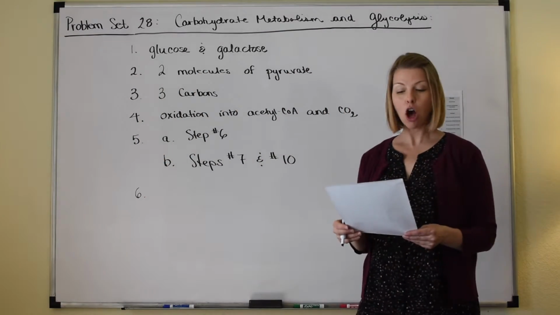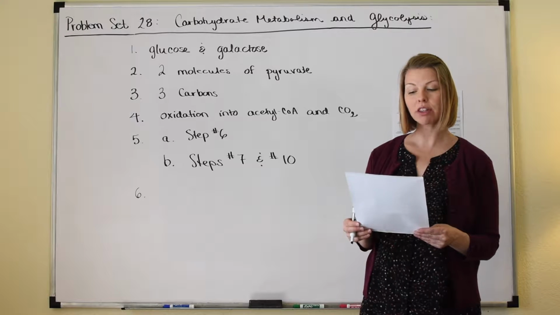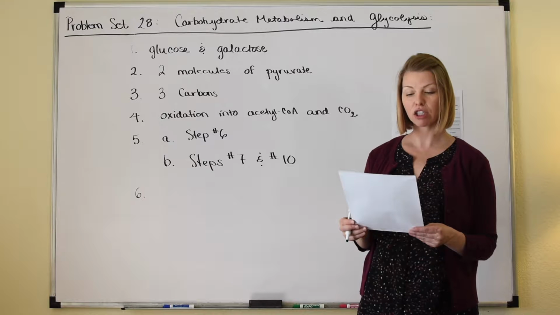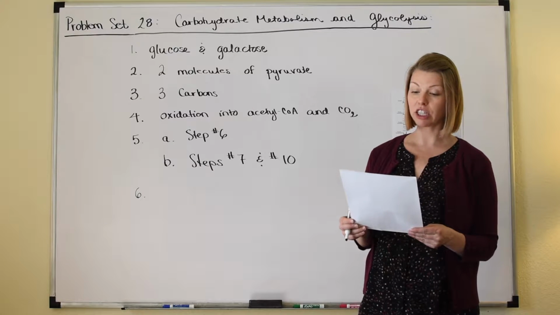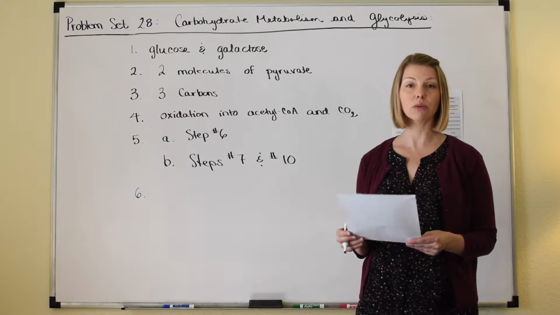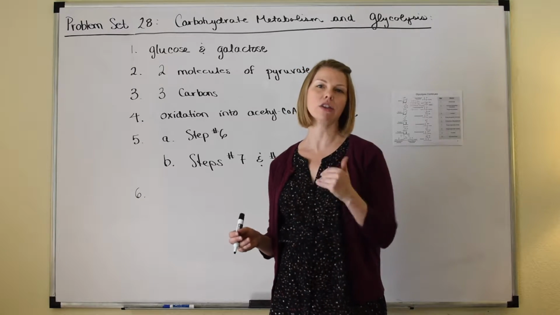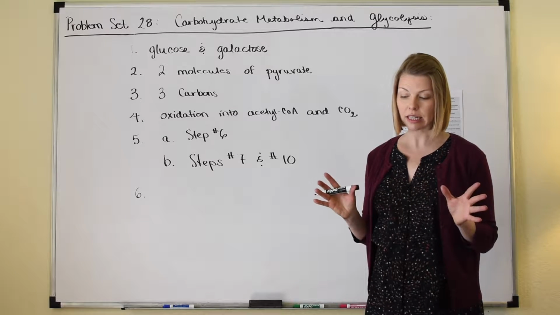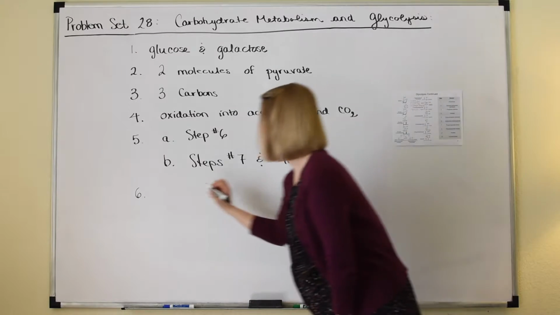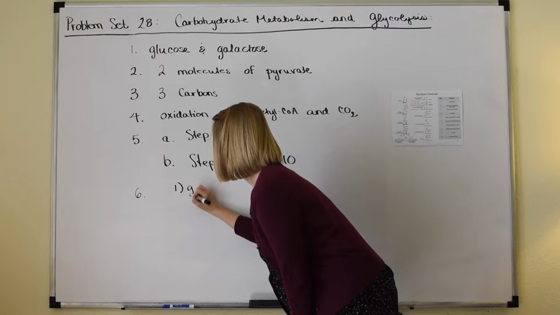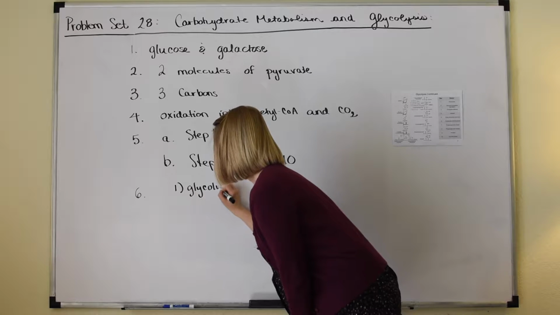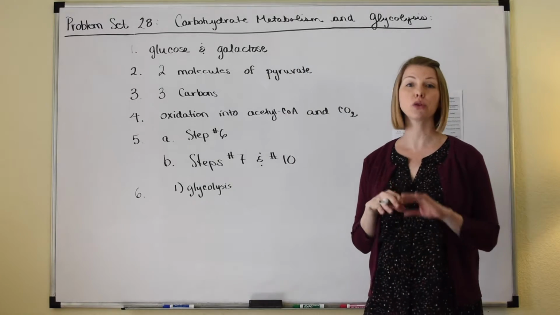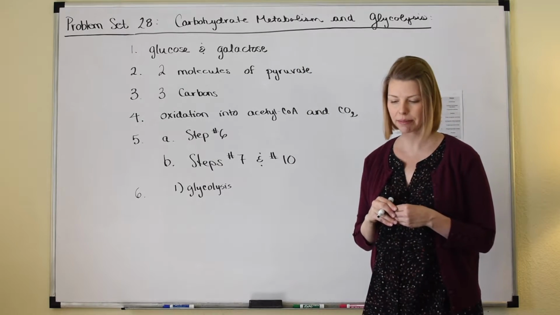Number 6, put the following in order of occurrence: Krebs cycle, glycolysis, oxidative phosphorylation, pyruvate oxidation, and the electron transport chain. So in other words, what is happening first, second, third, etc. So first, out of all of these different processes, the first is glycolysis. Glycolysis happens first. That's a process in which glucose is broken down into 2 3-carbon molecules of pyruvate.